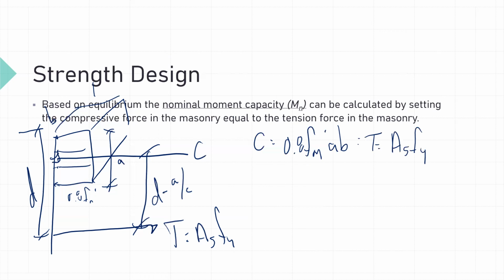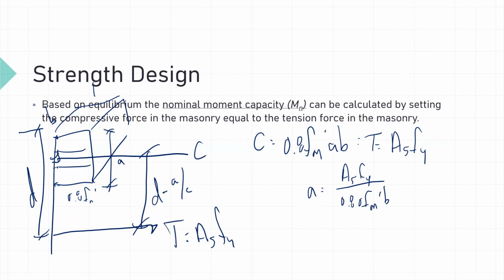And if we rearrange this in terms of getting a on one side of the equation, we would divide the other side of the equation by 0.8 times f'm times b. So a in this case equals our tension force, As times fy, over 0.80 times f'm times b. And so we can solve directly for the depth of our compressive stress block using our area of steel times our yield stress divided by 0.8 times f'm times b. And so that would be the depth of our stress block.